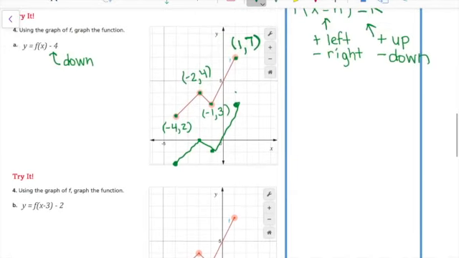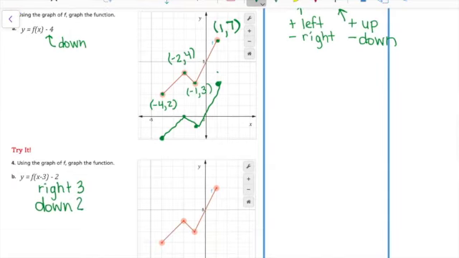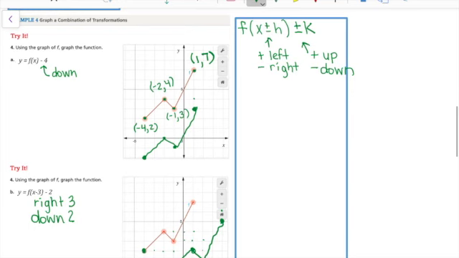What about this one? Using our rules, I'm going to zoom out a little bit, means we're going to go right 3 and down 2. So this one's going to go right 1, 2, 3, and then down 2 puts me right here. Right 3, 1, 2, 3, down 2. 1, 2, 3, down 2. 1, 2, 3, down 2. I'm underneath there. Notice it's the same shape, just moved over to the right 3 and down 2. Pretty simple, but it looked more complicated than it actually was.